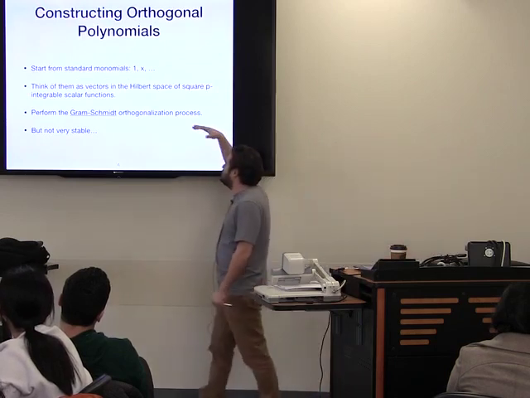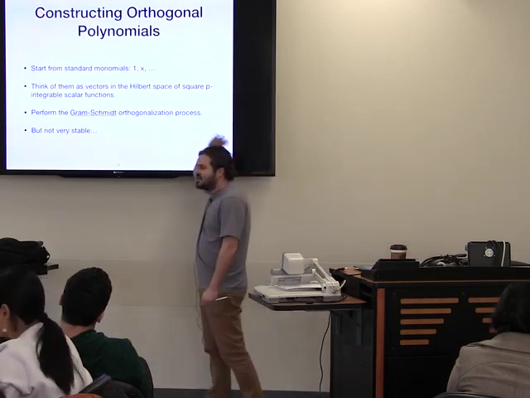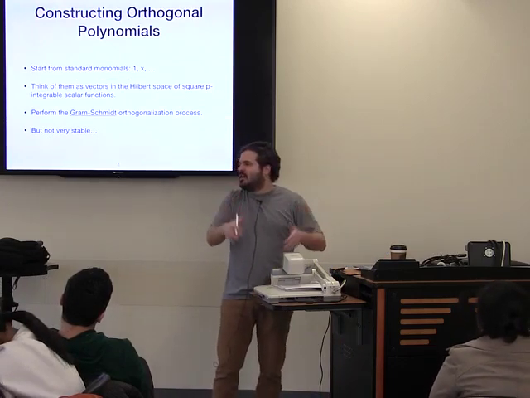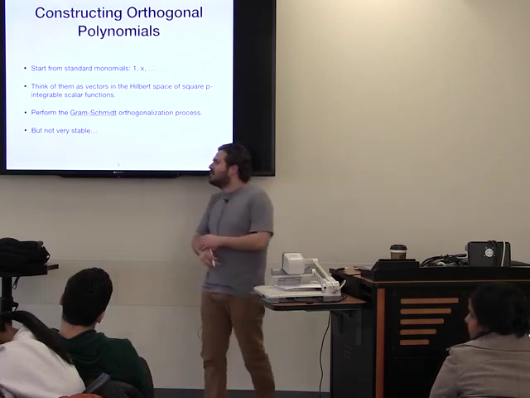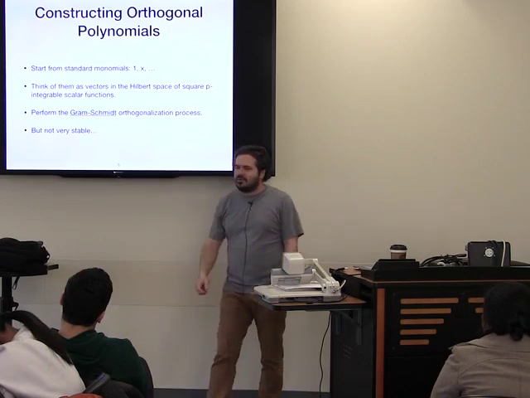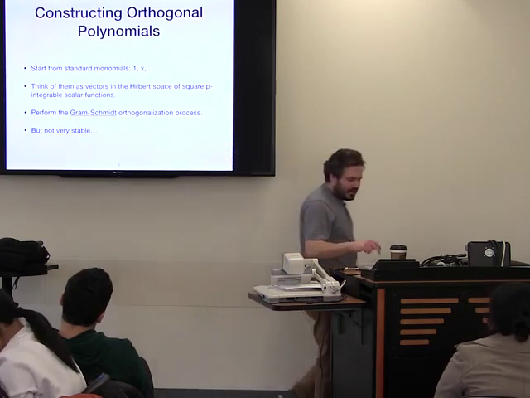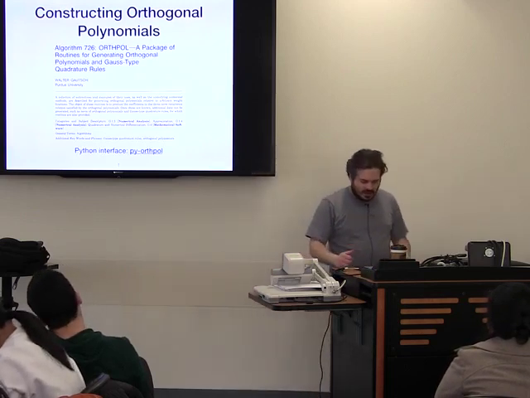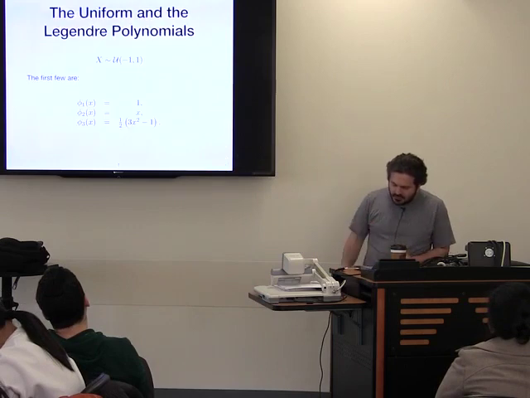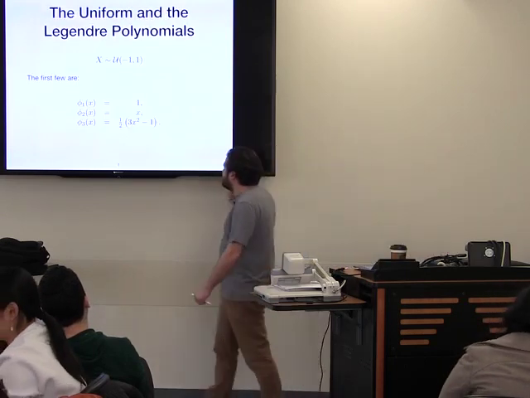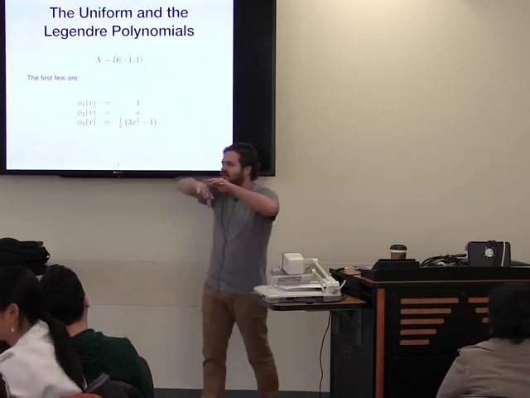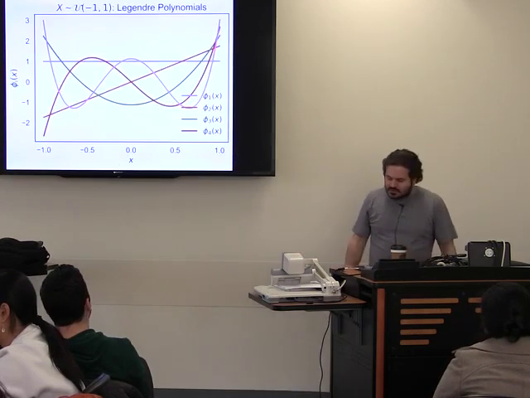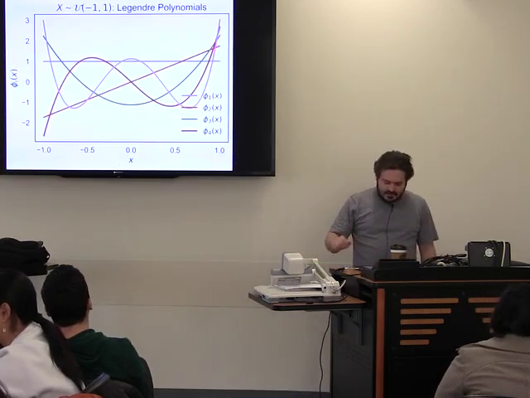And we talked about constructing these polynomials, and we said that you can start with any set of linearly independent polynomials, and then you can apply to that set the Gram-Schmidt orthogonalization procedure. But there are better ways of doing that, and this is what the orthpol algorithm does. And I gave you some examples of these polynomials. For example, when the underlying density is uniform from -1 to 1, you get the Legendre polynomials, which look like that. That's pretty much it, okay?